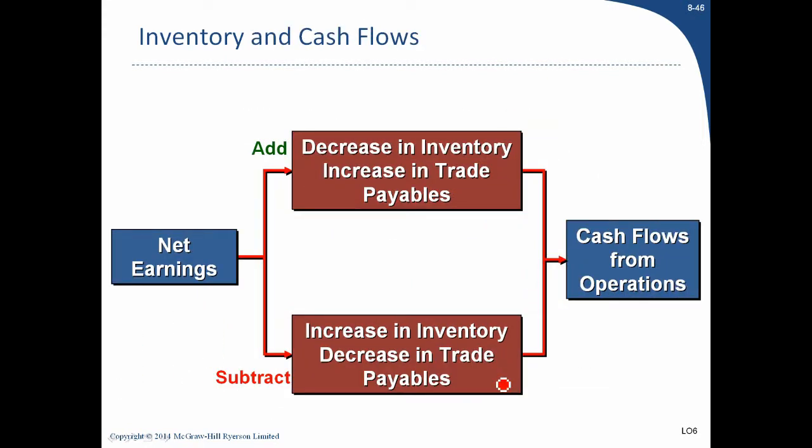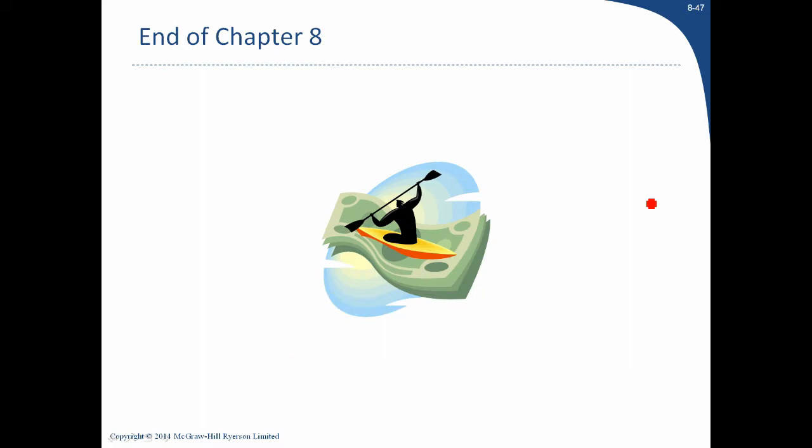Inventory and cash flows. You guys should know this already. You add a decrease in inventory or an increase in payables to net earnings. You subtract an increase in inventory or a decrease in trade payables to get cash flow from operations. Nothing new. That's it.